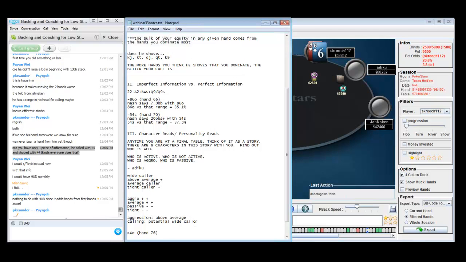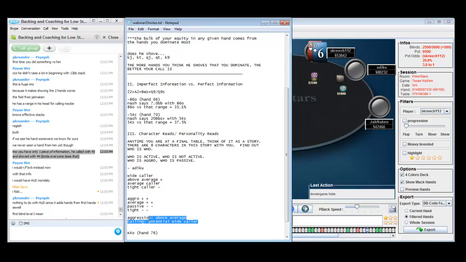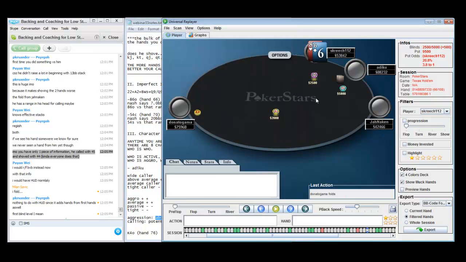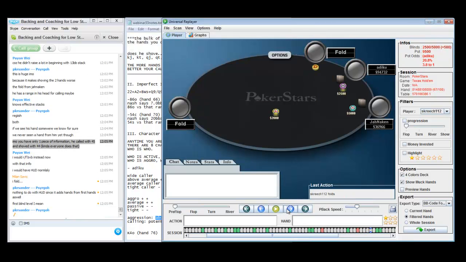So now you're dealing with a potential wide caller, but you don't know for sure, and someone who has above average aggression. Okay, now let's go and continue. He walks blind versus blind. He raises to 15K. He gets 3-bet. He folds. Does that tell you anything?